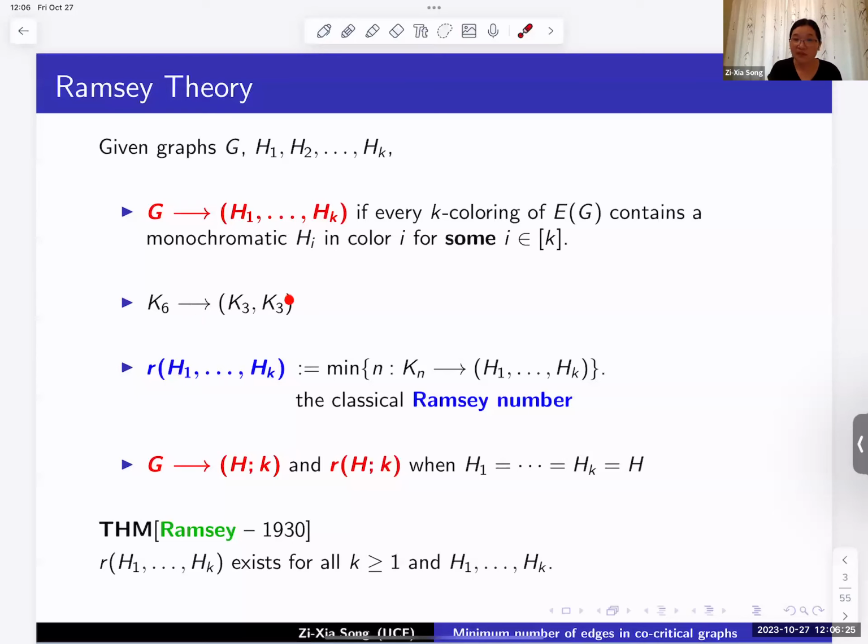I won't give you a proof here now. The classical Ramsey number is defined to be the smallest integer n such that Kn arrows H1 through Hk. When these His are all the same, we use this shorthand to denote the Ramsey number. And we all know the Ramsey number exists for any given H1 through Hk.